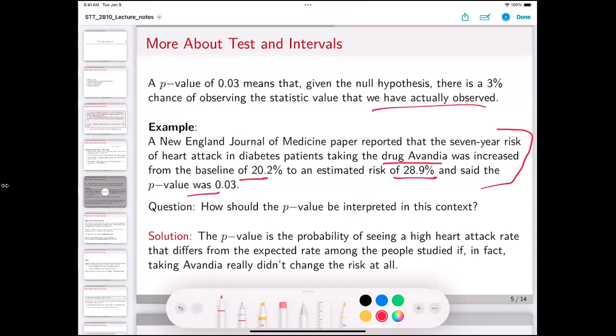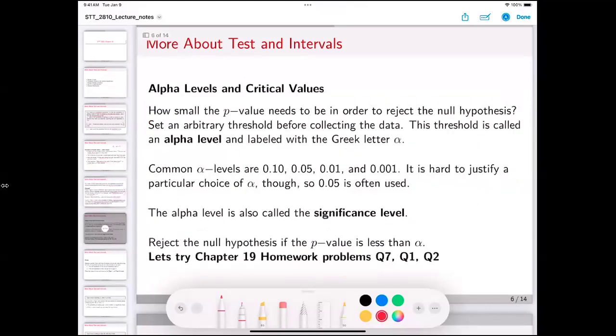Now, how would you interpret this low p-value in this context? In this context, it means the probability of seeing a high heart attack rate that differs from the expected rate among the people studied, if taking Avandia, so you see, this is the null hypothesis, if taking this Avandia didn't really change the risk at all. So that is how to interpret the null hypothesis. So a low p-value, sorry.